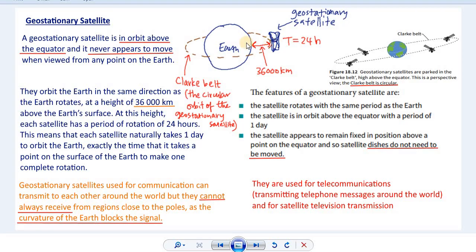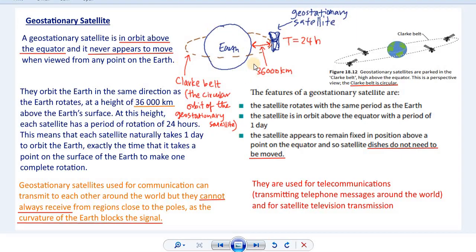Now, for this to be above the same part of the Earth, that means it should also have a period of orbit of 24 hours so that it can face the same part of the Earth. So when the Earth rotates, in order for the geostationary satellite to face the same part of the Earth, it should have a period of orbit of 24 hours. What do we mean by period of orbit? That it takes 24 hours to complete one orbit around the Earth.